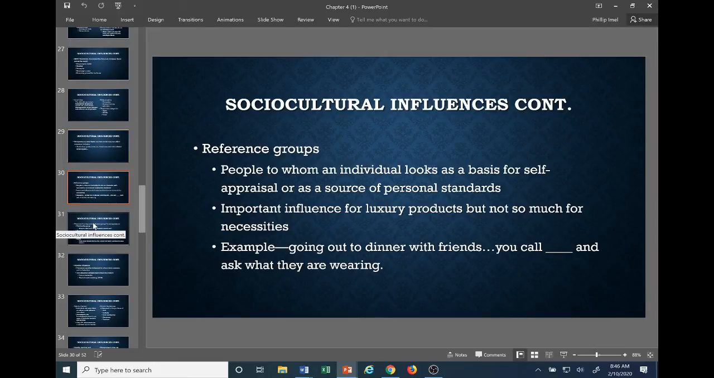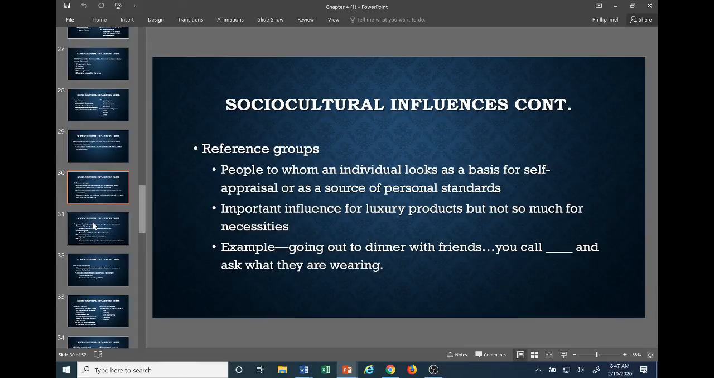Reference groups, people to whom an individual looks as a basis for self-appraisal or as a source of personal standards. Important influence for luxury products, but not so much for necessities. The example the book gives is if you're going out to dinner with friends, you might call one of your friends and be like, "Hey, what are you wearing?" Just to get an idea to see what the dress code is, per se, I guess you could say.